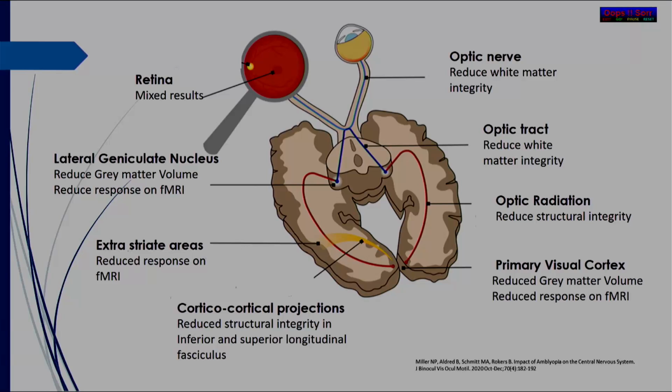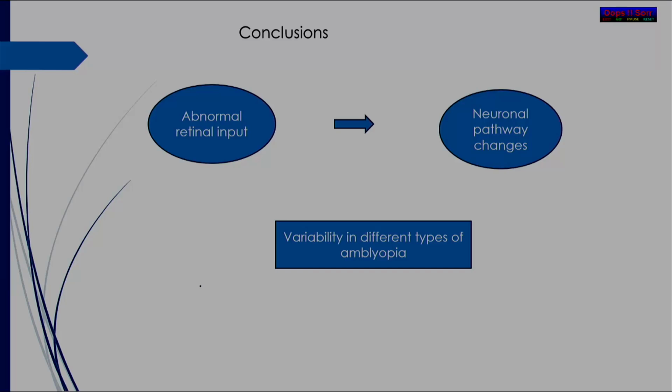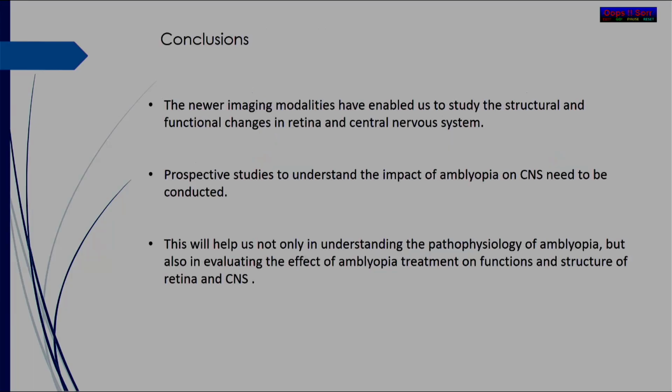As you can see, there is gray matter and white matter reduction in integrity. That means there is a decrease in myelination, a decrease in fiber organization, and white matter pathways. There is a reduced response in functional MRI also. So we can now definitely conclude that there are retinal as well as neuronal and functional changes in amblyopia. The neuronal effect could be a consequence of retinal inputs. However, we need to consider the possibility of variability in various types of amblyopia.